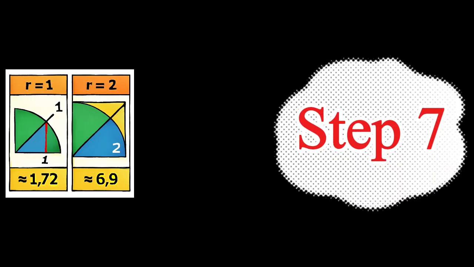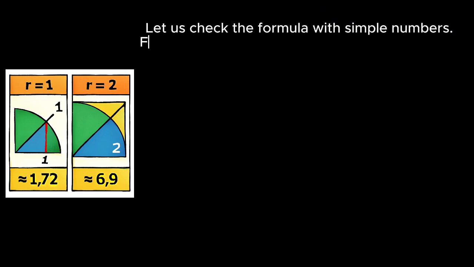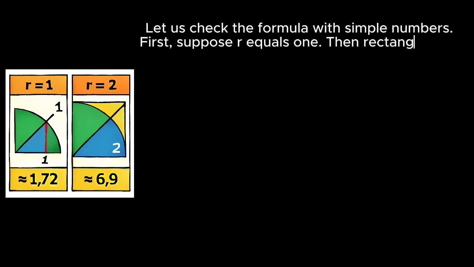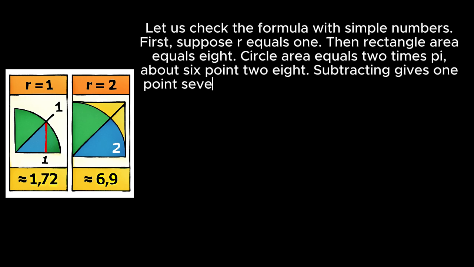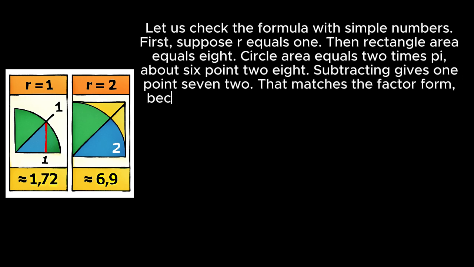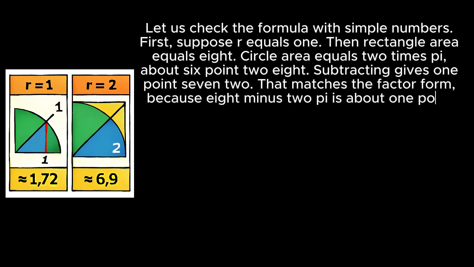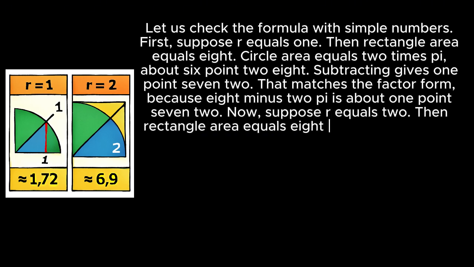Step 7. Let us check the formula with simple numbers. First, suppose r equals 1. Then, rectangle area equals 8. Circle area equals 2 times pi, about 6.28. Subtracting gives 1.72. That matches the factored form because 8 minus 2 pi is about 1.72.